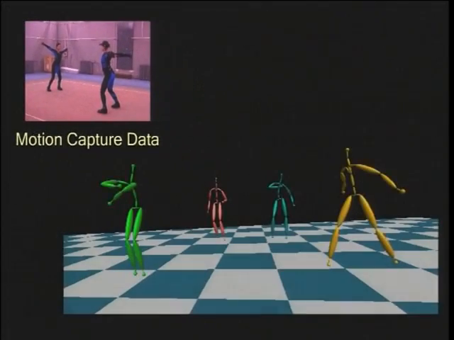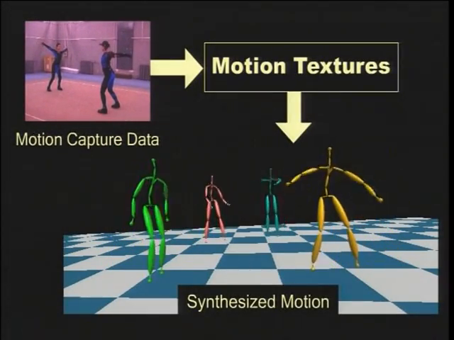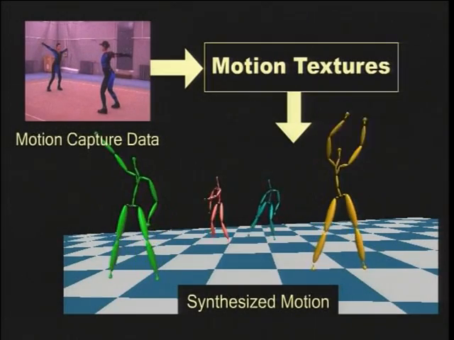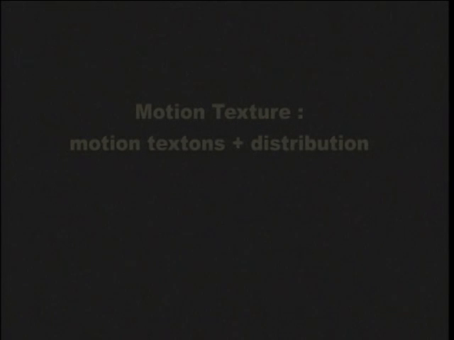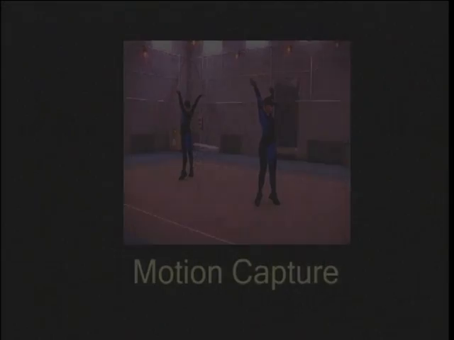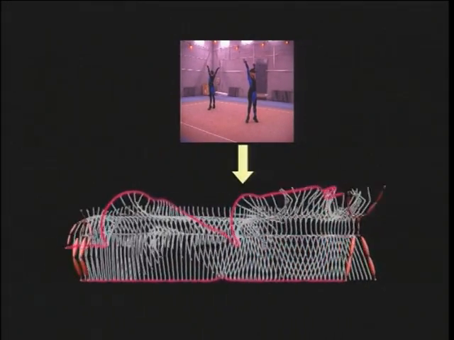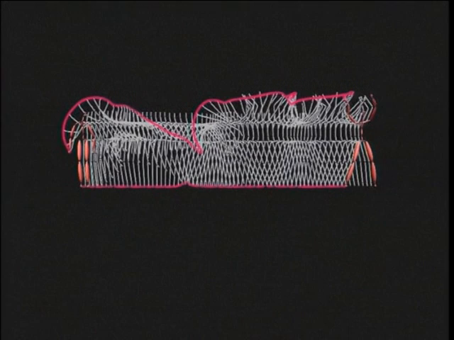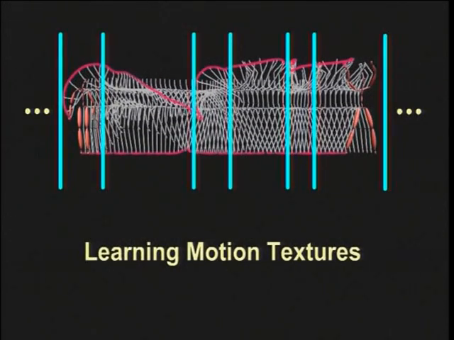In this paper, we describe a two-level statistical model called motion texture for synthesizing character motion that is statistically similar to captured human motion. A motion texture is a two-level statistical model. Motion texture is learned automatically from motion capture data.